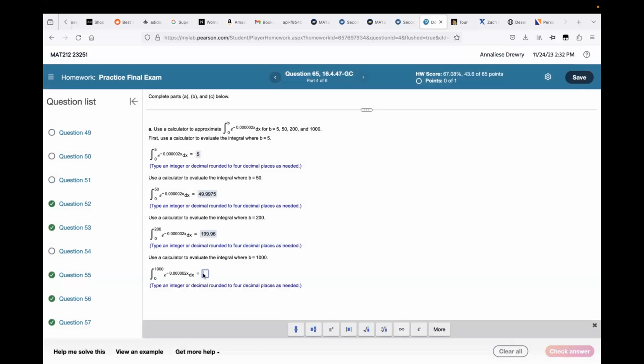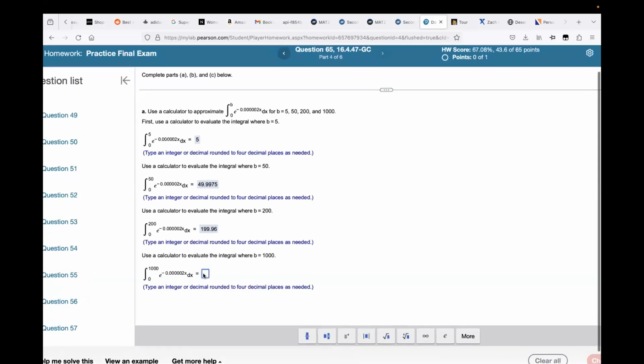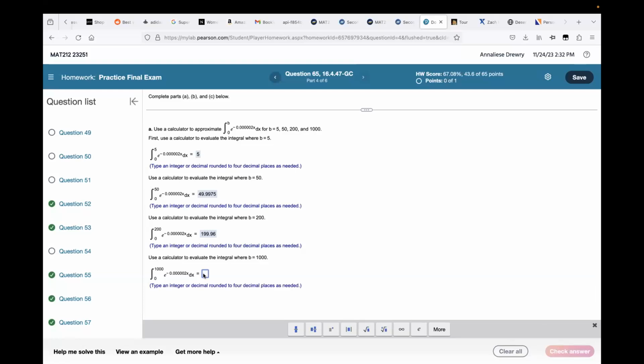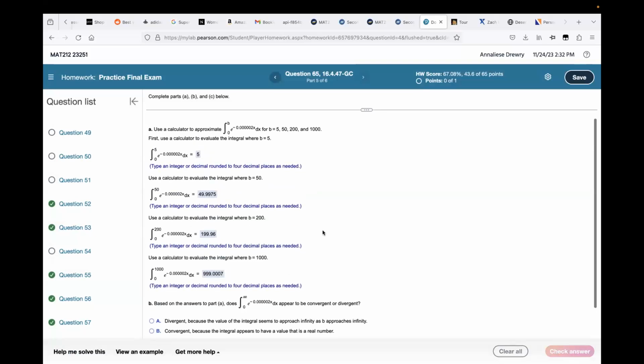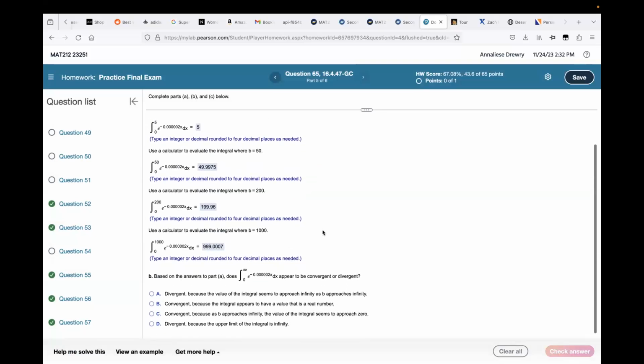And there's more. But wait. All right, this one is 999.0007. Okay. Oh my gosh. So this one, see how it keeps growing? Like it never... Yeah, it kind of violates what I said earlier, but it diverges.